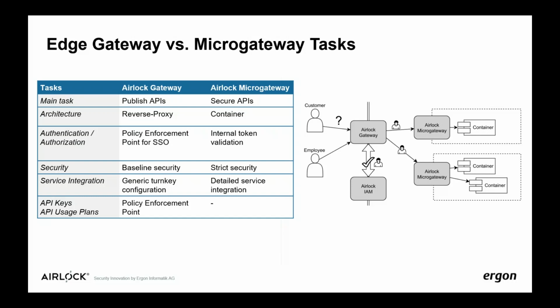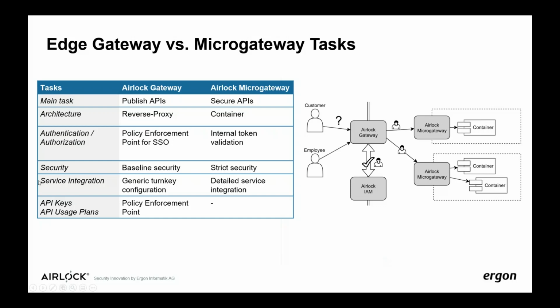The integration on the Airlock Gateway is a generic turnkey configuration, more like a gateway just moving requests around, while of course the Microgateway will have a detailed service integration with all the details needed for the according service. And if you're using API keys or API usage plans, this will happen on the Airlock Gateway, because this is where the communication with the Airlock IAM is done.